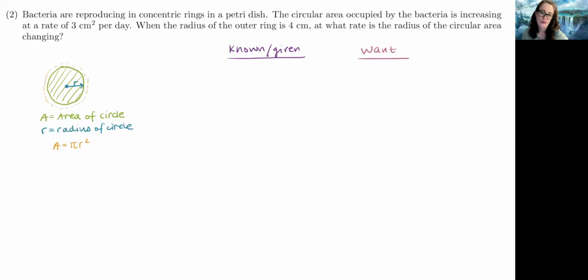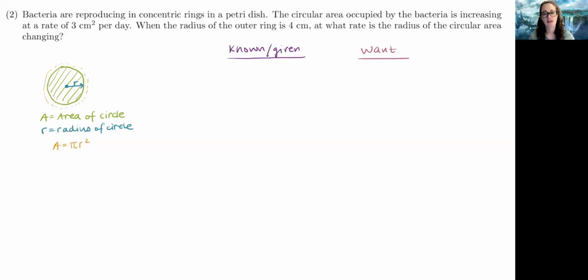So what are the things that we know? The first sentence doesn't really tell us much about anything in particular. It just sets up the context. The second sentence says the circular area is increasing. Here's a good verb that is talking about a rate, right? And it also says at a rate of 3 square centimeters, and then per day. That's a rate over time.